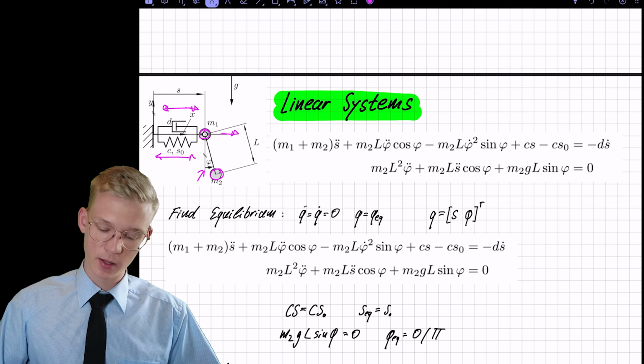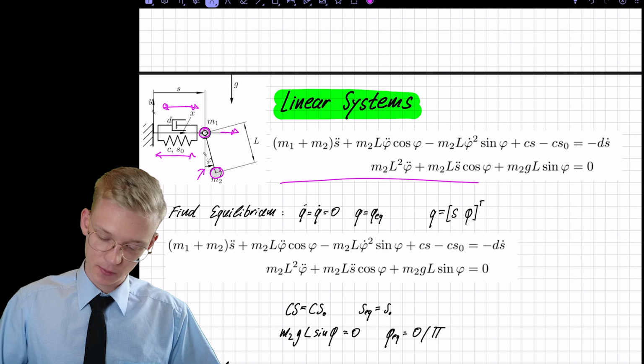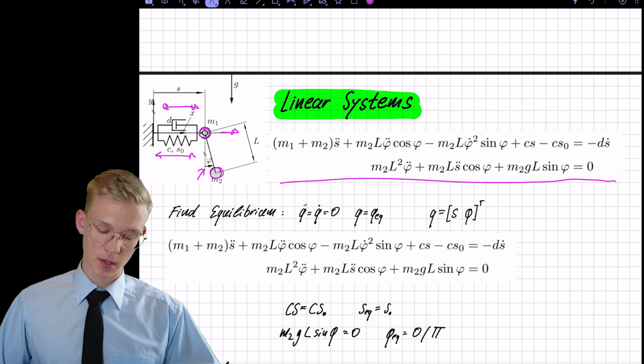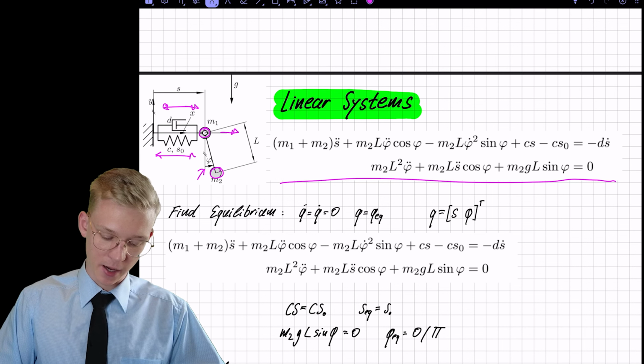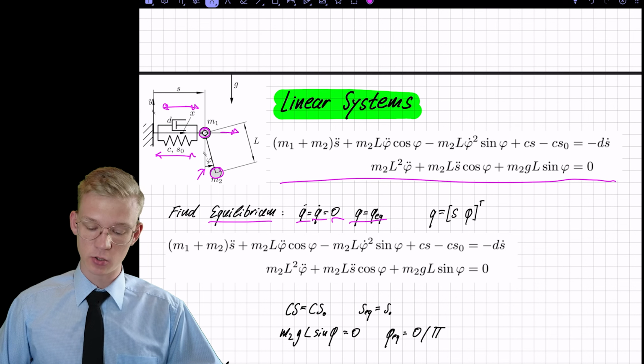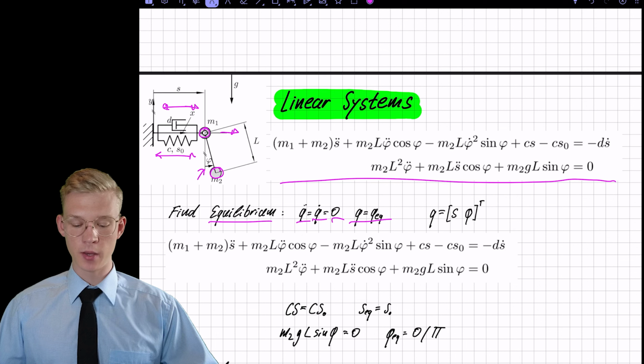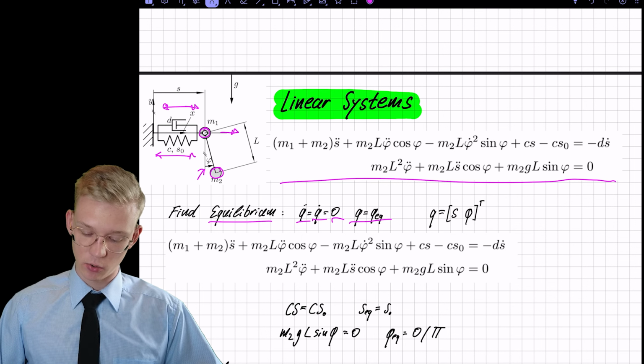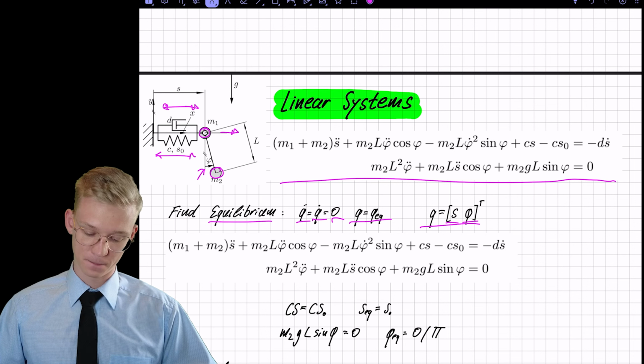We are also given the equations of motion. So this is what we have here. Now we want to find the equilibrium position, and we do that by setting q double dot and q dot to 0. And the q's that we are left with, these will be our q equilibrium. So our generalized coordinates q are s and phi.